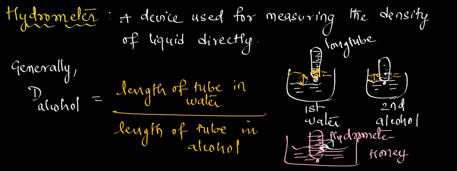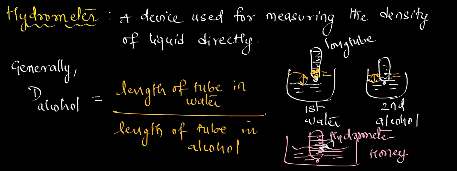Getting my point? Yes, ma'am. So what is the purpose of a hydrometer? Directly, we can measure the densities of liquids. How can we measure? You just have to dip the hydrometer into a liquid and see the mark where the surface of the liquid coincides with the mark on the hydrometer. That mark is nothing but the density.